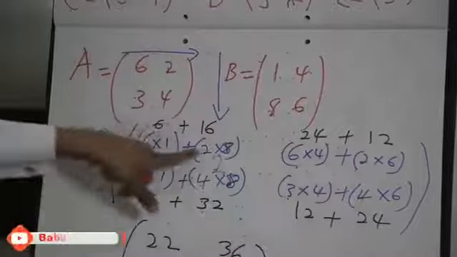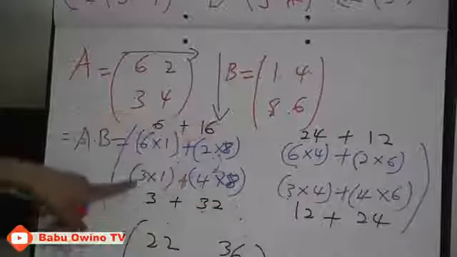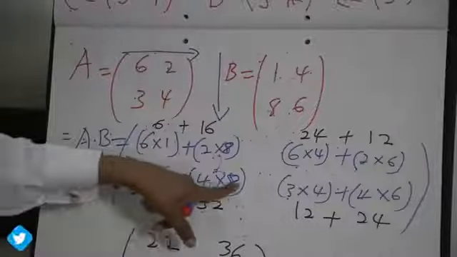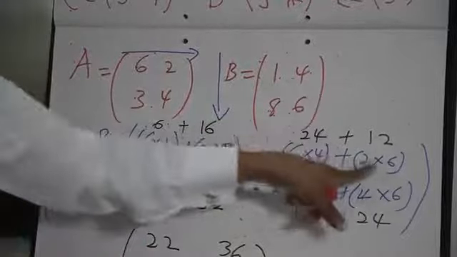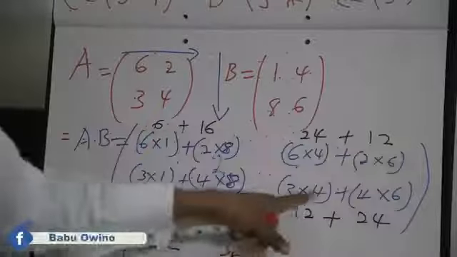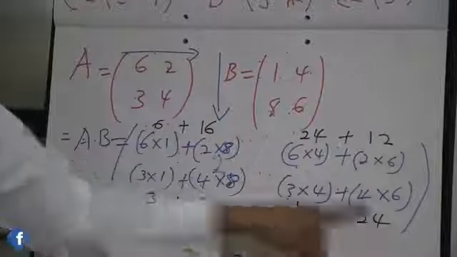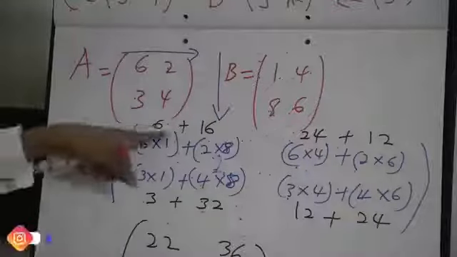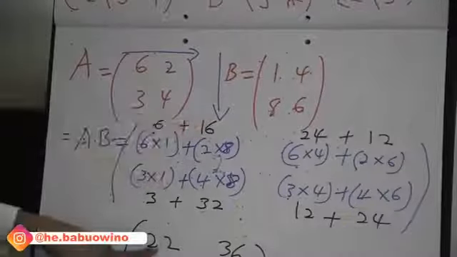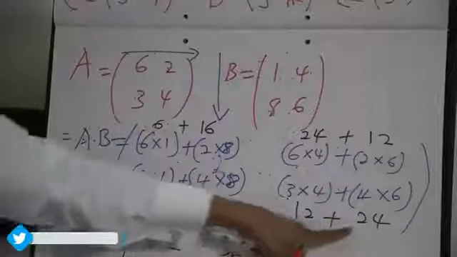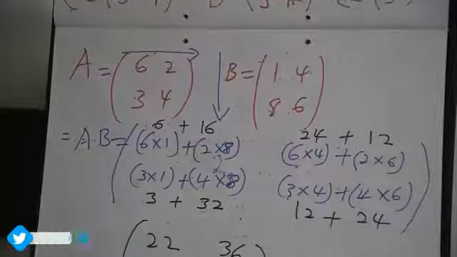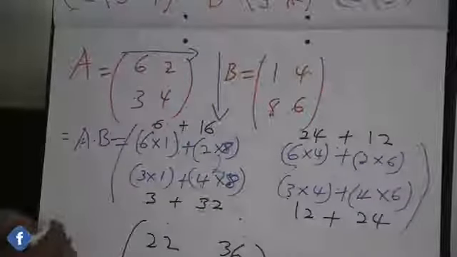Then 6 by 1 is 6, 2 by 8 is 16, 3 by 1 is 3, 4 by 8 is 32, 6 by 4 is 24, 2 by 6 is 12, 3 by 4 is 12, 4 by 6 is 24. Then you add: 6 plus 16 is 22. 3 plus 32 is 35. 24 plus 12 is 36. Again, 12 plus 24 is 36. So this is the correct answer for AB.